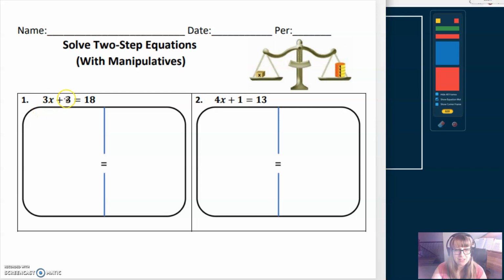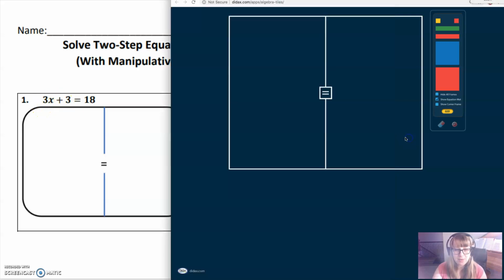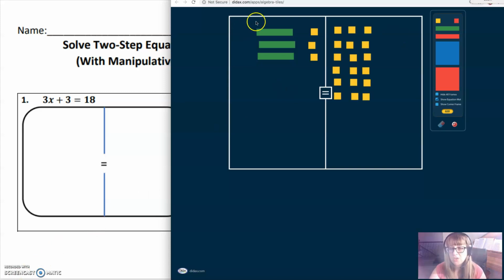We have 3x plus 3 is equal to 18. Coming on over here, that means when I'm getting my x tiles, I'm going to have 1, 2, 3 of those x tiles. Then it says we're adding 3, so that means I'm going to have 1, 2, 3 of these unit tiles. And on the other side, it's equal to and balanced with 18. So that means I need to pull out 18 of these unit tiles. So 3x plus 3 is equal to 18.